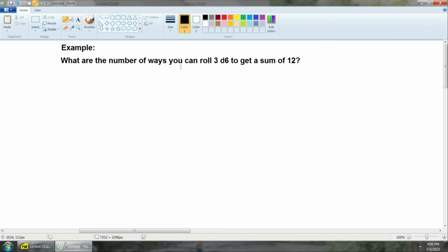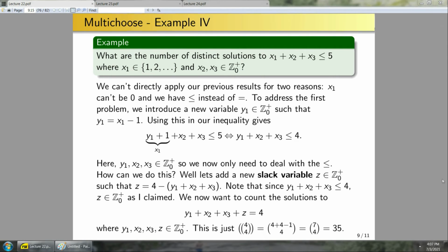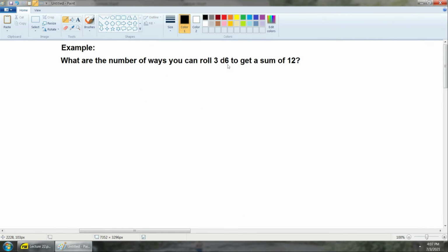Okay, so first I need to convert this problem into a problem of one of these forms. So how do I do that? Well, I'm rolling 3d6, so I can let x1, x2, and x3 be each one of these rolls, and I want x1 plus x2 plus x3 to be equal to 12. Okay, what are the restrictions on x1 through x3? Well, these are coming from dice rolls, right? So each one of these xi is going to be an element of the set 1, 2, all the way up to 6.